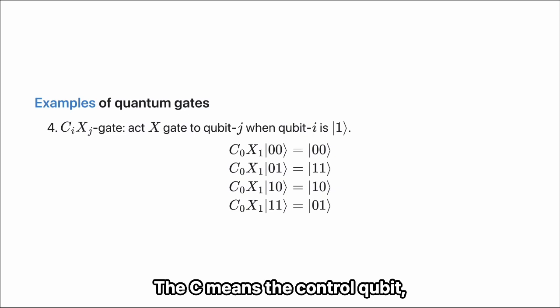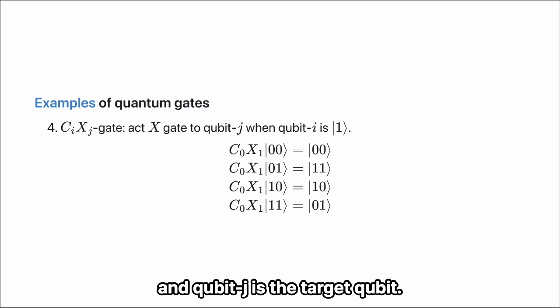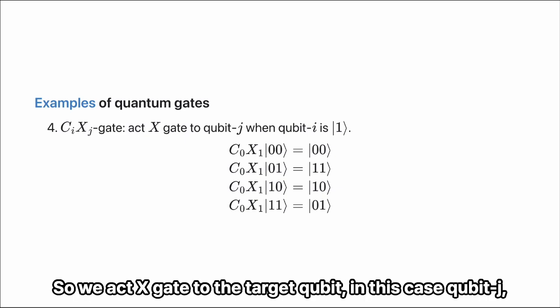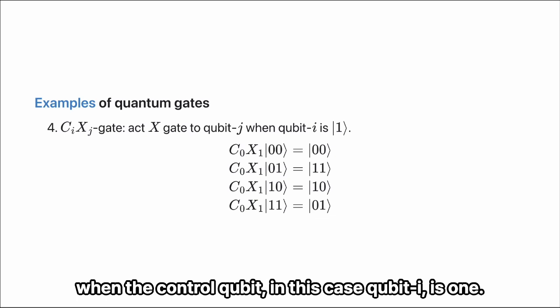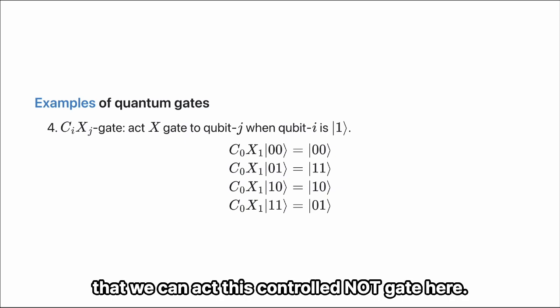C means the control qubit, which means that qubit I is the control qubit, and qubit J is the target qubit. So we act the X gate on the target qubit, in this case qubit J, when the control qubit, in this case qubit I, is 1. So there are 4 states on which we can act this controlled NOT gate.